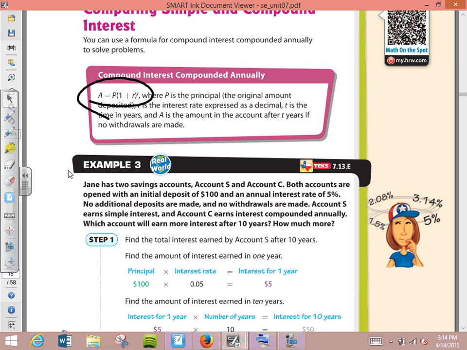Principal times 1 plus the rate to the power of time. Yes. I'm sorry? Because you're a 7th grader and you're not doing calculations that require a calculator. That's for pre-AP because you're doing advanced mathematics. That's different.